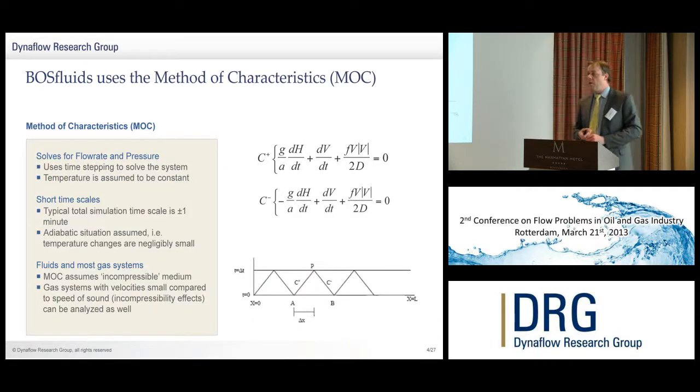It uses the well-known method of characteristics to solve the flow and the pressure within the system. I assume most of you are familiar with it. It's been around for quite a while, well known and well tested by us, but also by many others. It's typically valid for relatively small time scales, on the order of minutes, and especially ours doesn't solve for temperature, so temperature is supposed to be stable.